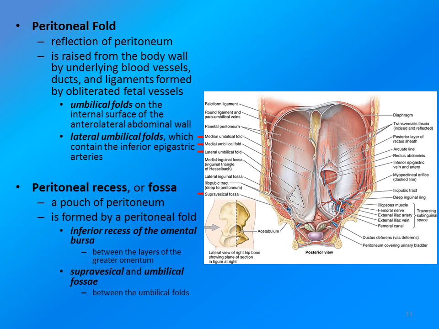Still, there are also reflections of peritoneum that are raised by structures underlying or within the body wall. These result in peritoneal folds. These folds include the umbilical folds on the internal surface of the abdominal wall, actually the anterior lateral abdominal wall, seen in the diagram here at the right. Here we have the median umbilical fold, the medial umbilical fold, and the lateral umbilical fold. The umbilical folds are on the internal surface. The lateral umbilical folds contain the inferior epigastric arteries.